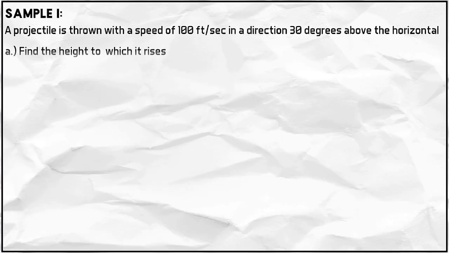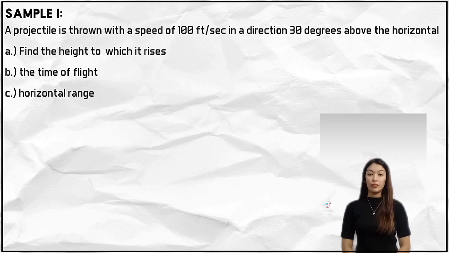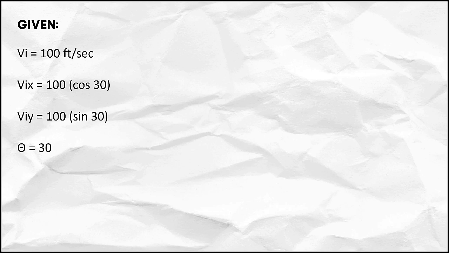Let us have a sample problem. Sample problem number 1. A projectile is thrown with a speed of 100 feet per second in a direction 30 degrees above the horizontal. Solve for letter A, the height to which it rises, letter B, the time of flight, and lastly letter C, the horizontal range. For our given initial velocity of 100 feet per second, use 100 cosine 30 for the horizontal component and 100 sine 30 for the vertical component. Our angle theta is equal to 30 degrees.